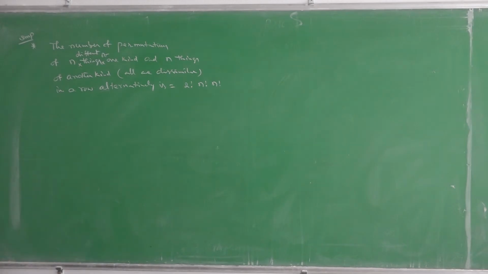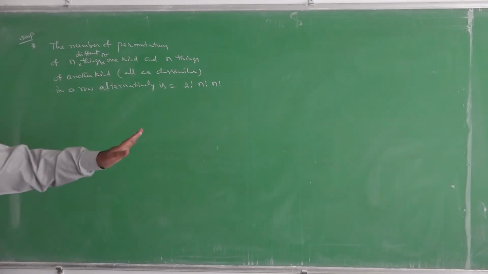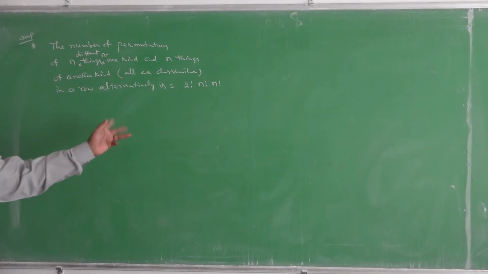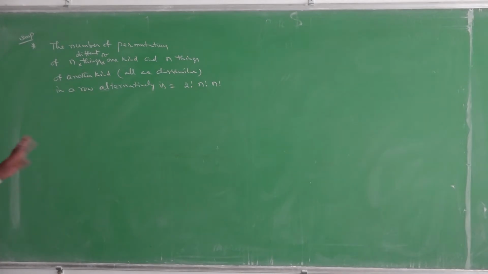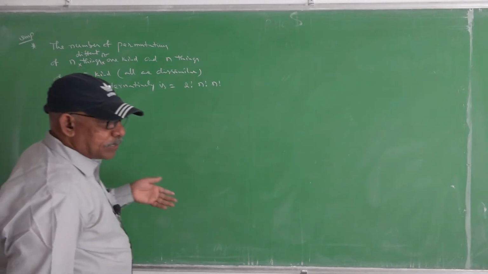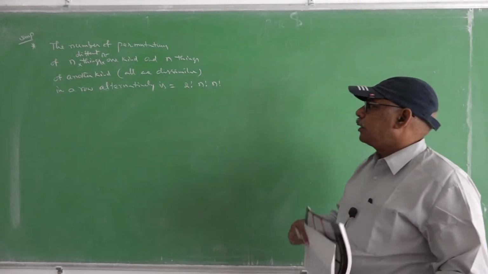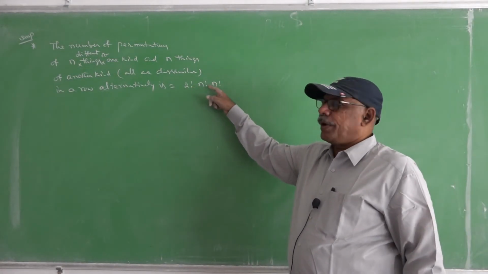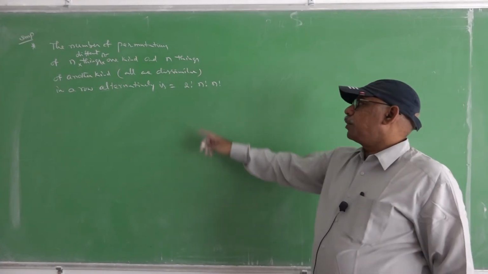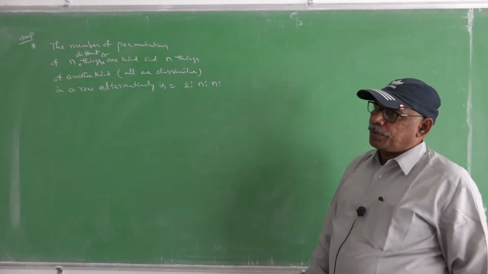This is very useful in arranging boys and girls in a row, so that they sit alternatively. The n boys and n girls are arranged in a row so that they stand or sit alternatively in 2 factorial into n factorial into n factorial ways. Because the arrangement may start with boys or the arrangement may start with girls. So based on that we get twice that of n factorial into n factorial ways. Hence I am taking 2 factorial into n factorial into n factorial.